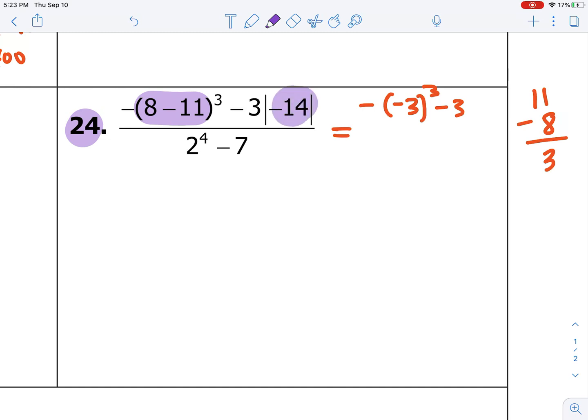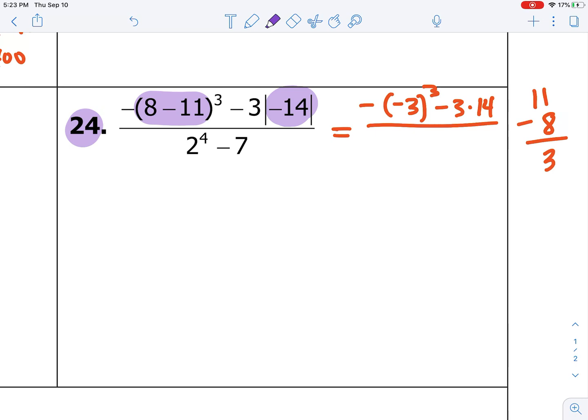Now, because this absolute value is kind of like parentheses, we do whatever's inside those first. We can go ahead and do this part too. We have negative 14 inside absolute value. That's going to make a positive 14. Now, the operation between the negative 3 and the absolute value bar, again, is multiplication. So we can use a dot, or you can put the 14 inside parentheses. Either way is fine.